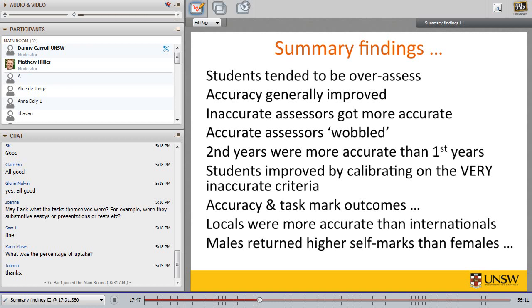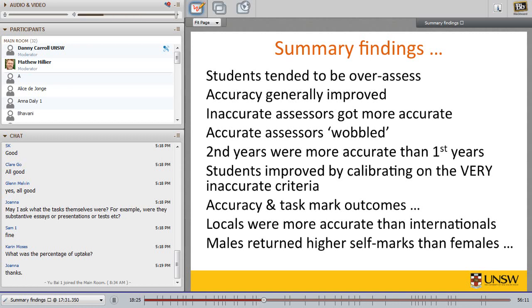Now, just in case anybody is getting bored or has to run off, I'm going to summarize the findings briefly in this slide and then go through some of the detail. Consistent with a lot of other studies, students tended to over-assess at pretty high levels. Under-assessment was quite limited. From the first task to the second, the self-assessment accuracy of the whole cohort generally did improve. I think we really assisted that with the level of support and training we provided.